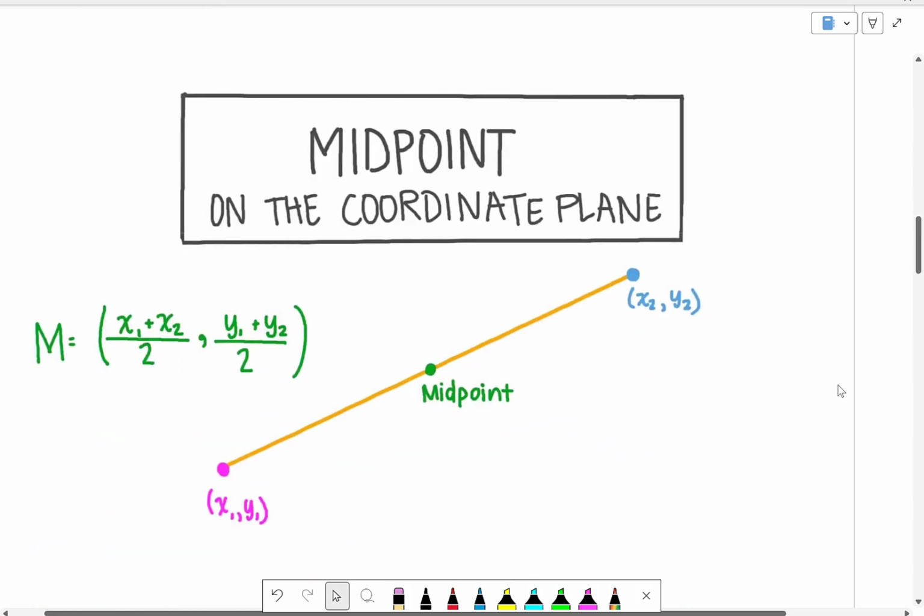Okay, so the first thing we have here is a beautiful picture of a line segment. So this is called a line segment.